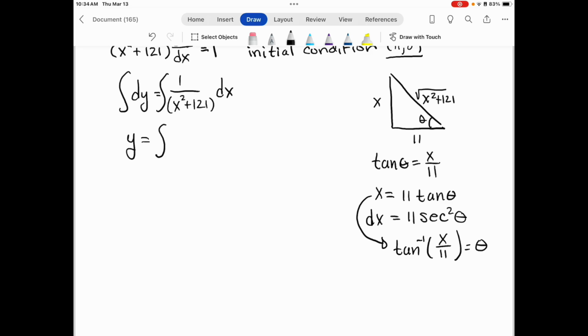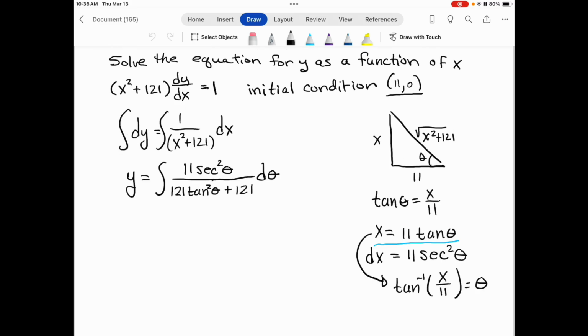Now, for this integral on this side, I'm going to replace x's with 11 tangent theta because that's what we have here when we solved for x. So if I square 11, I get 121, and then I square tangent, I get tangent squared. I have plus 121. Now, to put this in terms of theta, I have dx is equal to 11 secant squared theta, so 11 secant squared theta d theta.